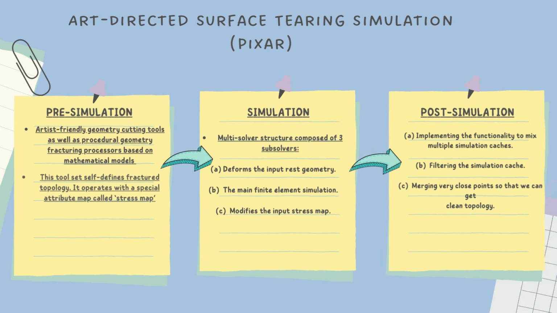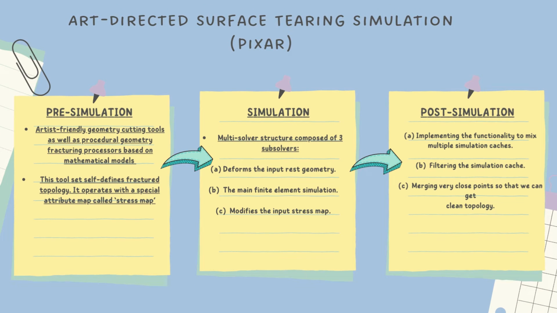Now let's see the final method produced by Pixar, which is the art-directed surface tearing simulation. There are 3 simulation phases that are needed to be performed in order to achieve this method. The first one is the pre-simulation phase, which is by implementing procedural geometric cutting tools that self-define fractured topology. It operates with a special attribute map called stress map.